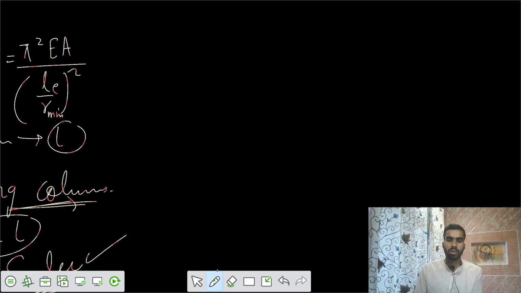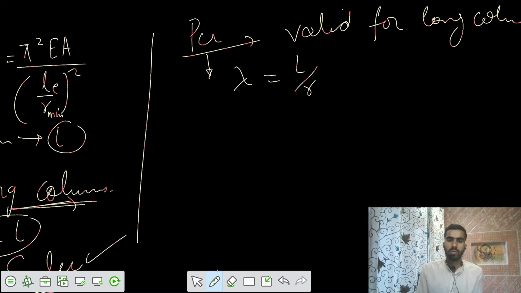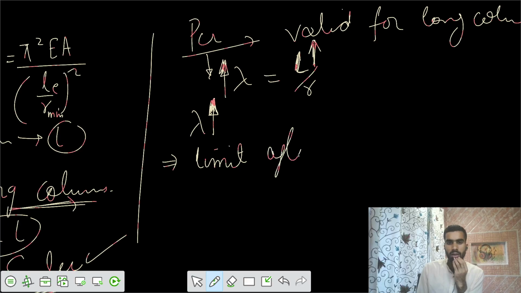Since Euler's equation is valid for long columns, we have lambda equals L by R. For long columns L is more, so there should be some value of lambda which is a limiting value. There might be some limit after which Euler's theory is applicable.